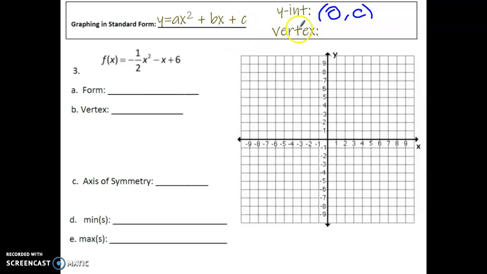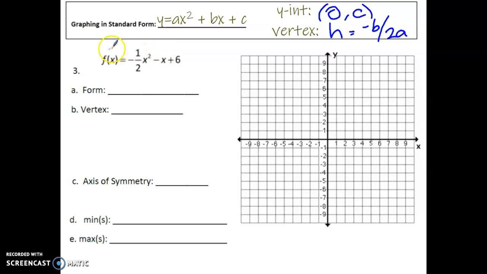All right, now to find the vertex from this form, and remember, the vertex is either your maximum or your minimum, the equation that you're going to need is h equals -b over 2a. Okay, so let's put that to use.